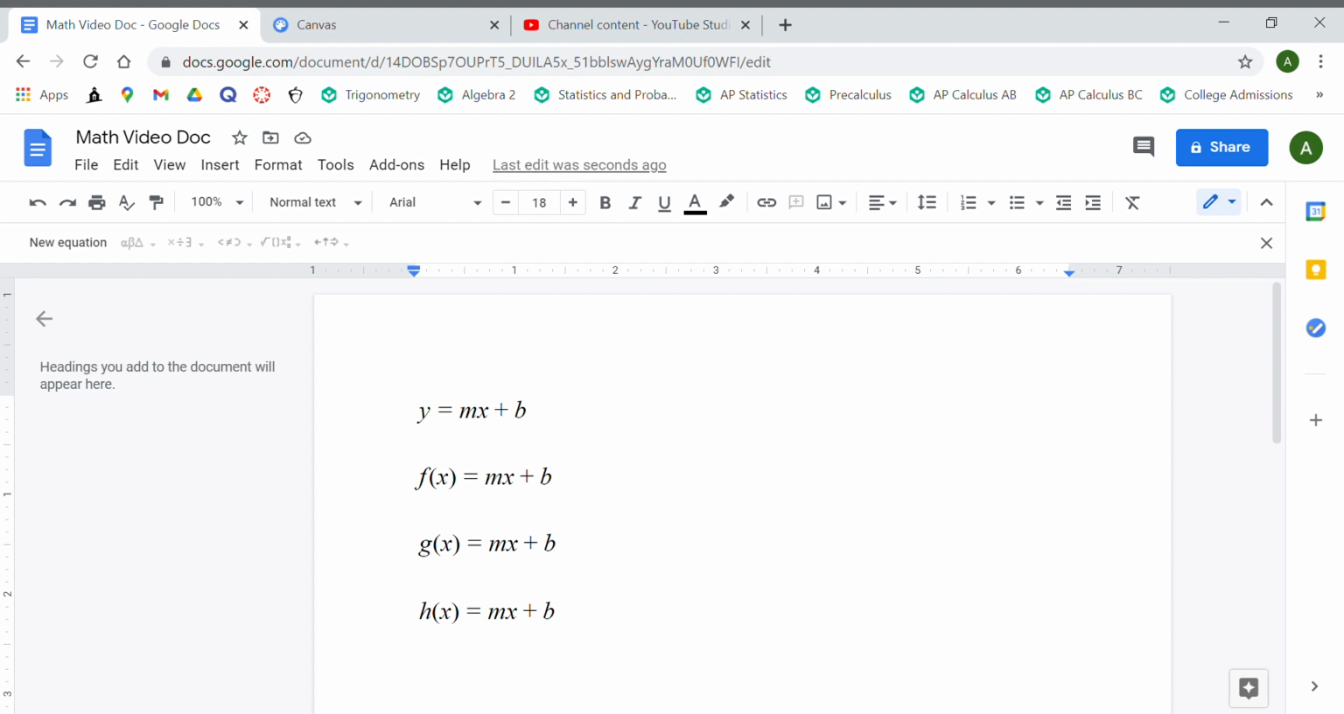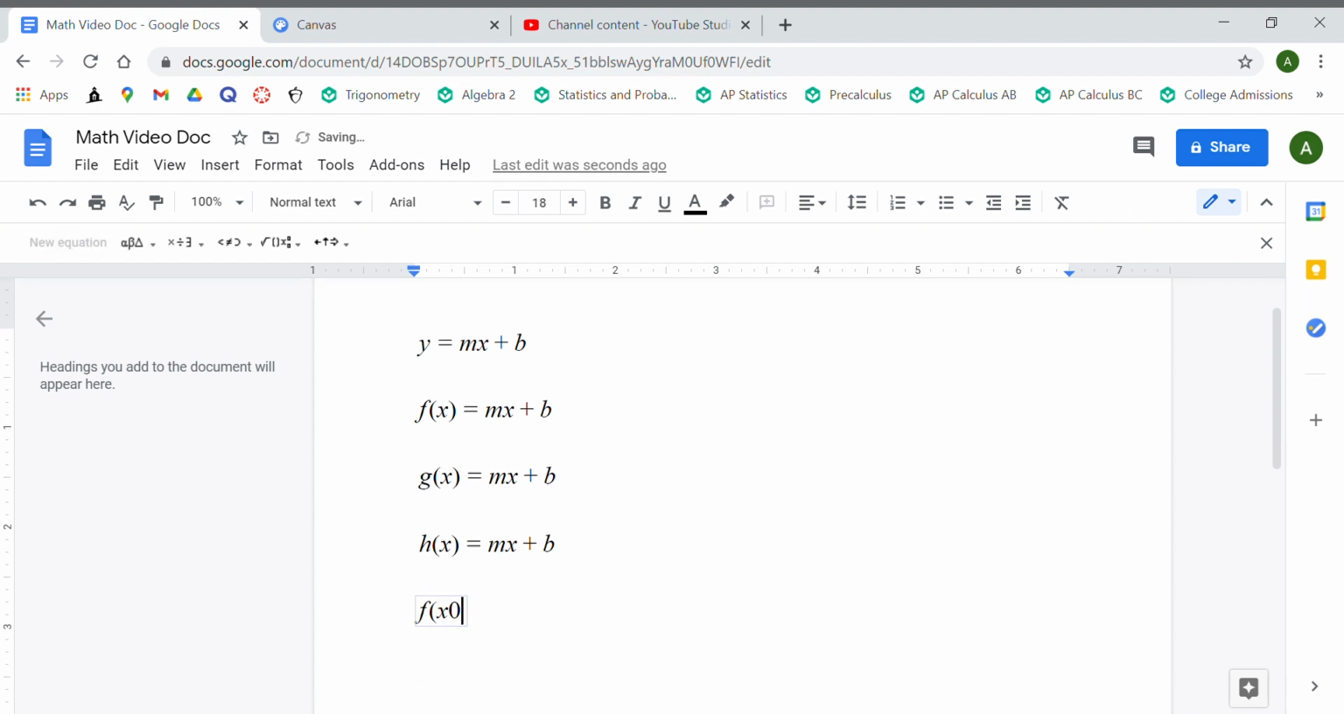So let's say that we have this equation right here. f of x equals 3x plus 2. Alright, so let's say I wanted you to evaluate this, given that x equals -2. So we simply have to substitute -2 for x, and then evaluate f of -2.